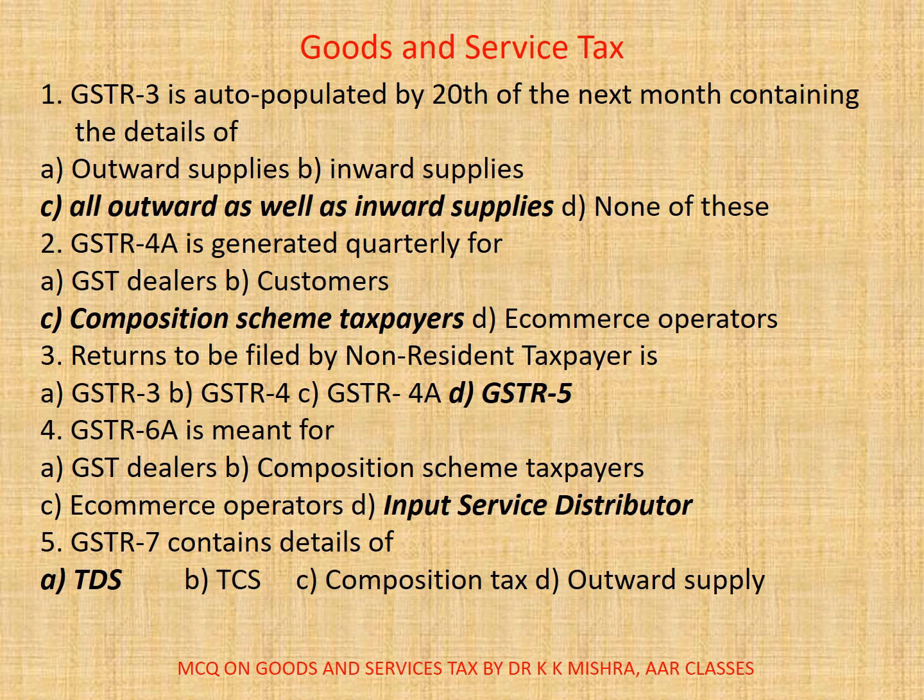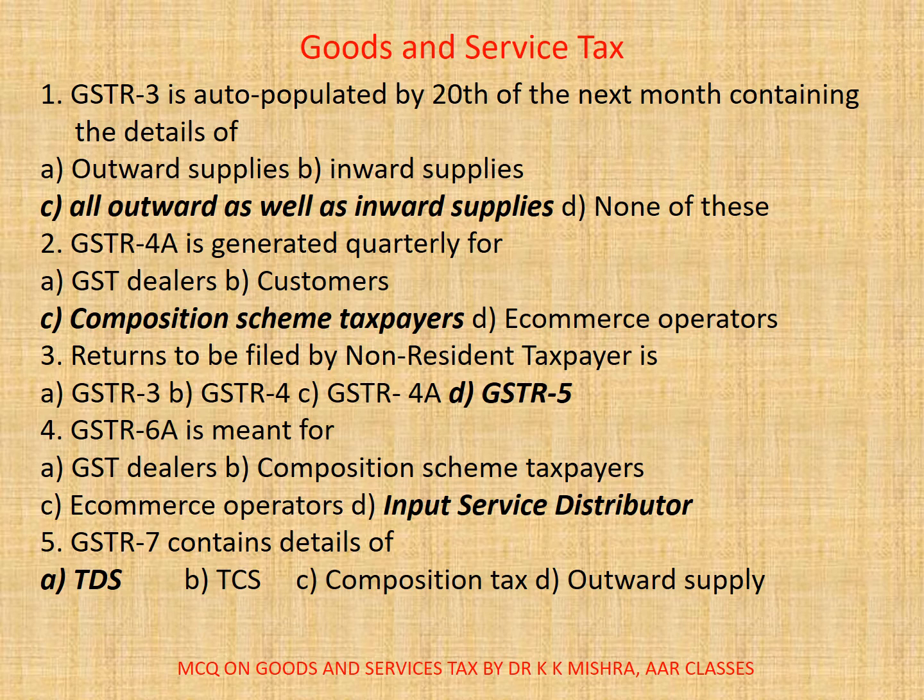Question number 1. GSTR 3 is auto-populated by 20th of the next month containing the details of: A. Outward supplies, B. Inward supplies, C. All outward as well as inward supplies, D. None of these. Here correct option is C. All outward as well as inward supplies.